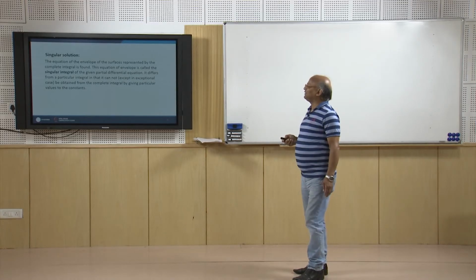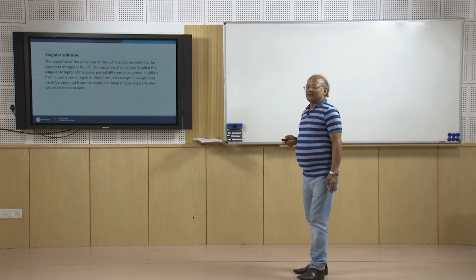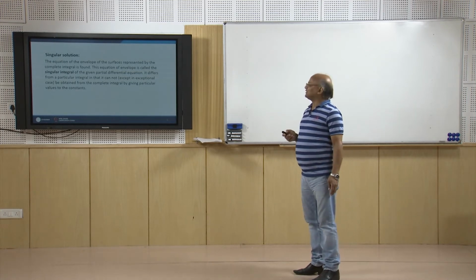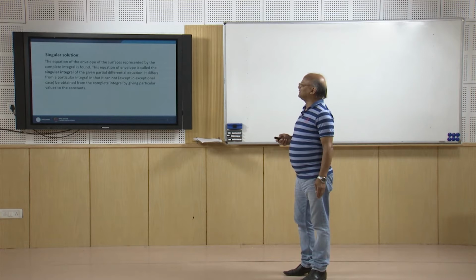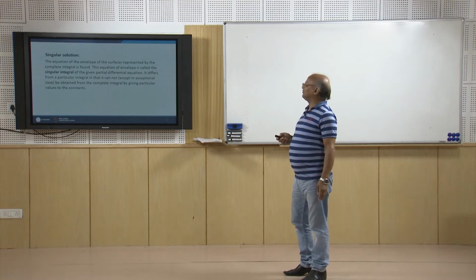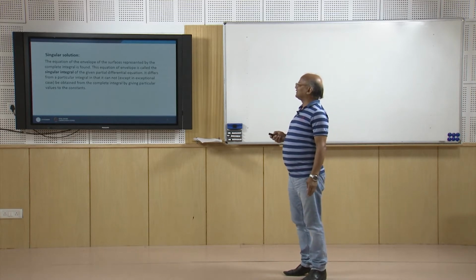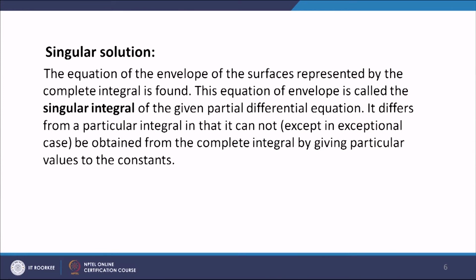Now let us define a similar solution. The equation of the envelope of the surfaces represented by the complete integral is found. This equation of the envelope is called the singular integral of the given partial differential equation. Now this singular integral differs from the particular integral in that it cannot be obtained from the complete integral by giving particular values to the constants.